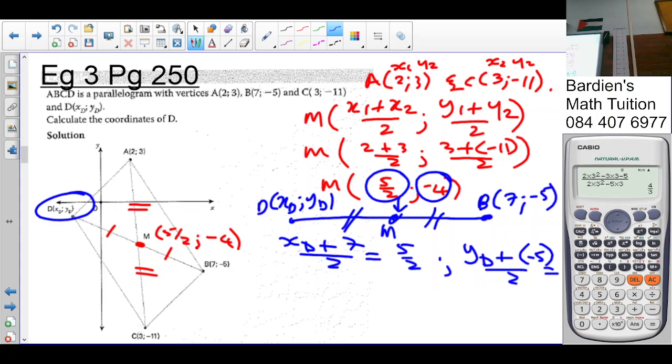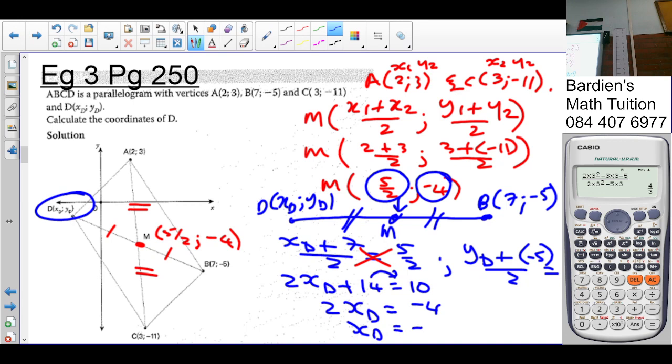So what do we do now? Cross multiply. So 2 times XD is 2XD plus 14 equals 10. Take 14 over the equal sign, so twice XD equals negative 4. Divided by 2, so XD is equal to negative 2. You will agree with that? By the sounds of it, you guys didn't get that, so I'll give you a chance to do that part of the calculation.